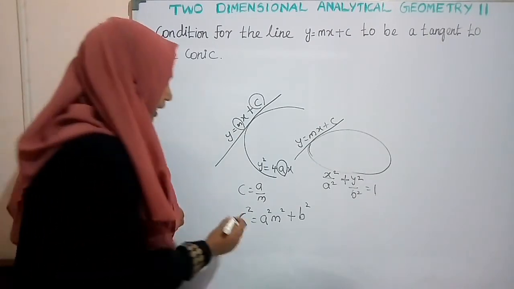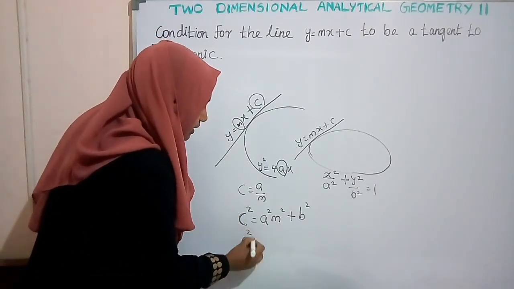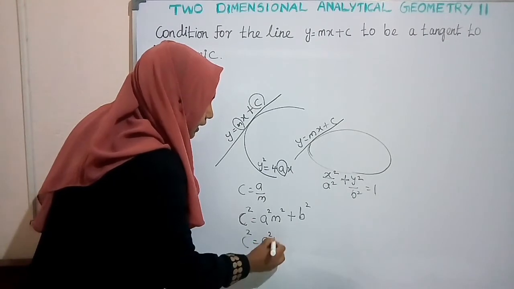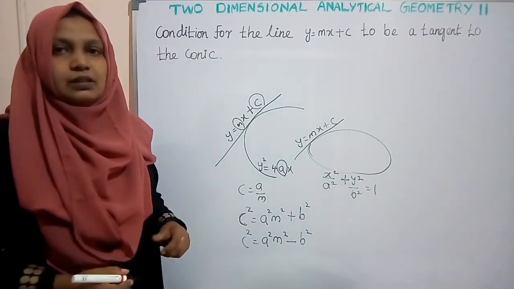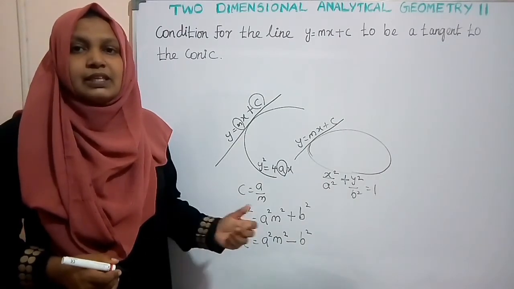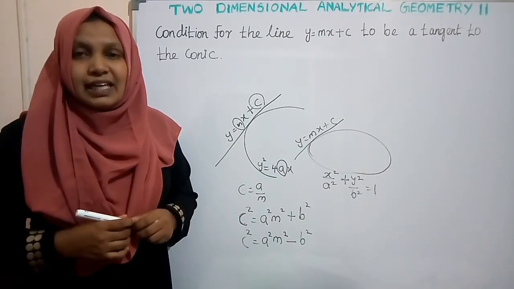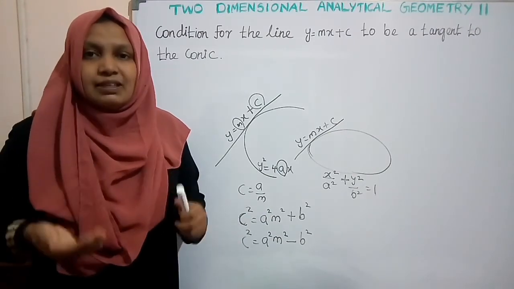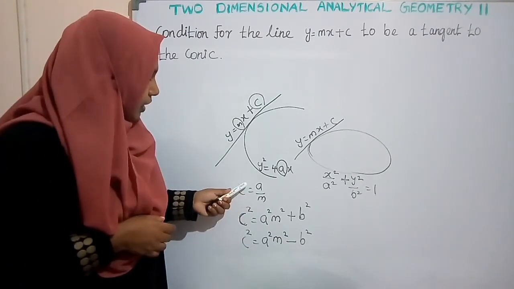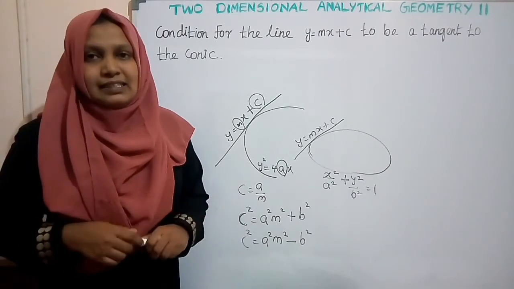Similarly, for the hyperbola we have c square is equal to a square m square minus b square. If this is equal, we can say that the given line is a tangent to the hyperbola. Okay. So to check whether the given line is a tangent line, we can make use of these three conditions.